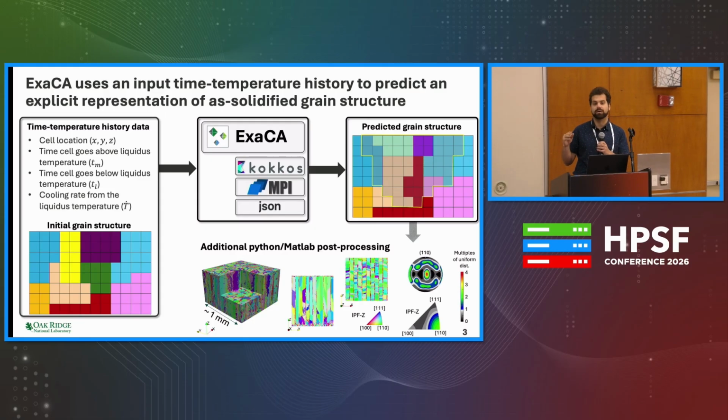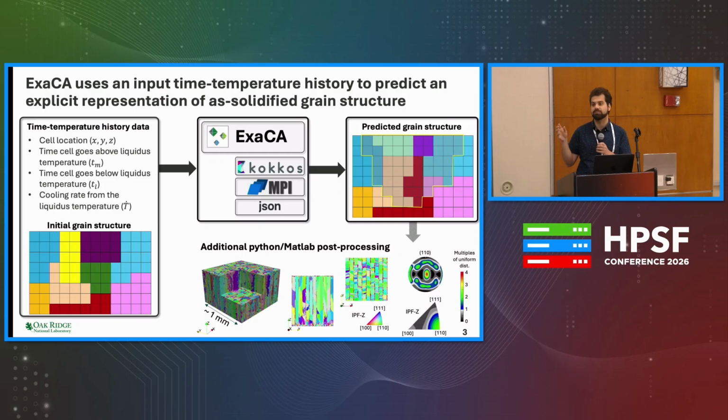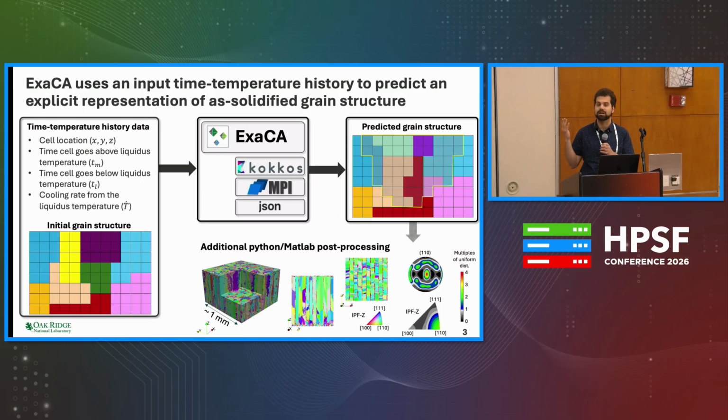And we're trying to look at what the effect of the repetitive melting and resolidification does on the grain structure, where the grain structure is essentially localized regions of crystallographic orientations during solidification and the distribution of how big those are and how strongly textured it is. Are you favoring certain orientations over other ones? So initially you have some procedurally generated grain structure where each voxel is assigned to one of these grains. And after running ExaCA with this time temperature history, you get a new predicted grain structure.